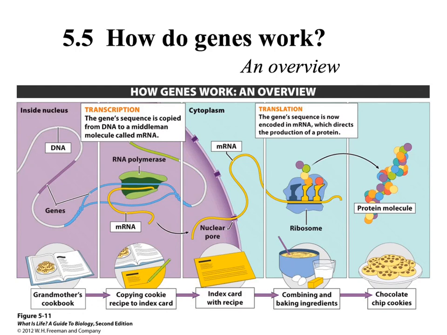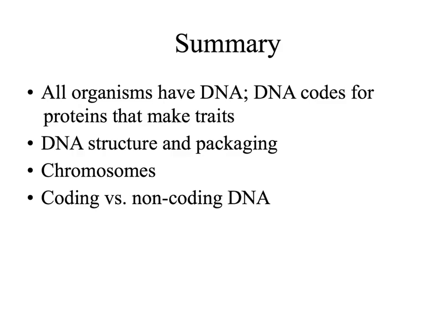In summary, all organisms have DNA, and DNA codes for proteins that make traits. We looked at DNA structure and how it is packaged inside of cells. We've looked at chromosomes and the varying numbers in different species. We also talked about the coding and non-coding parts of DNA. The next step is to look at gene expression. We will go in depth looking into transcription and translation of DNA.